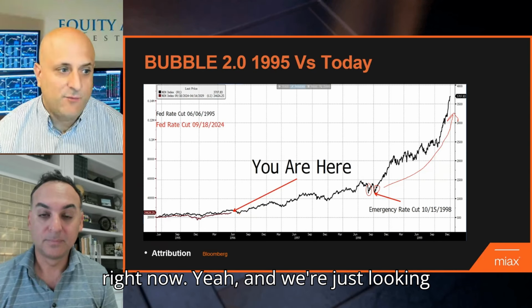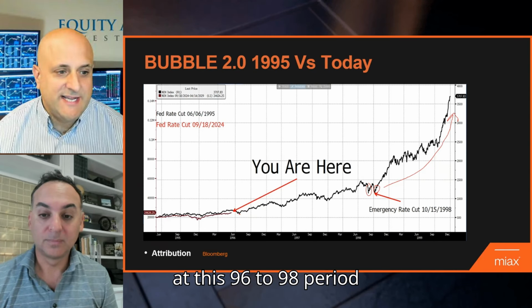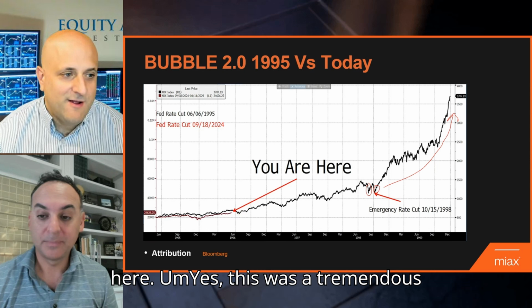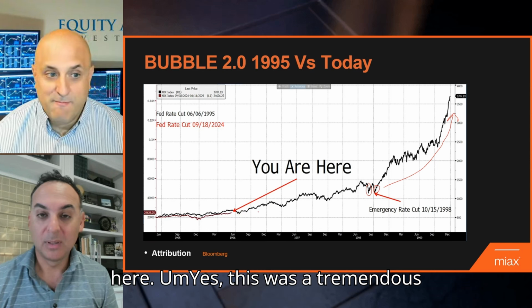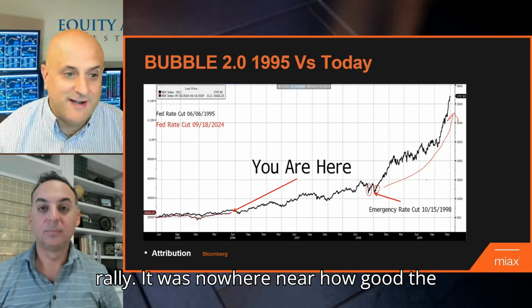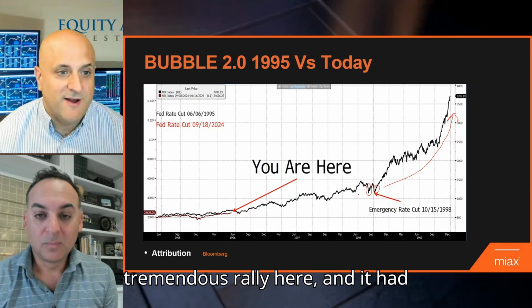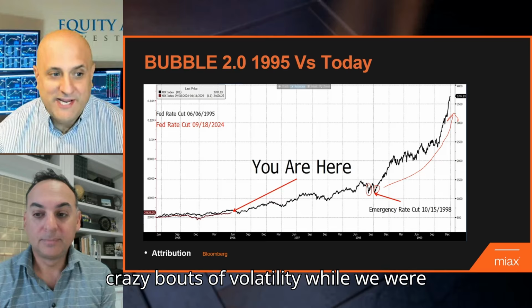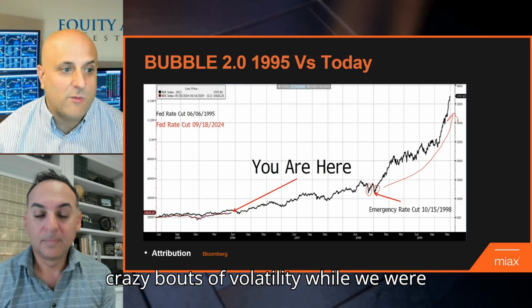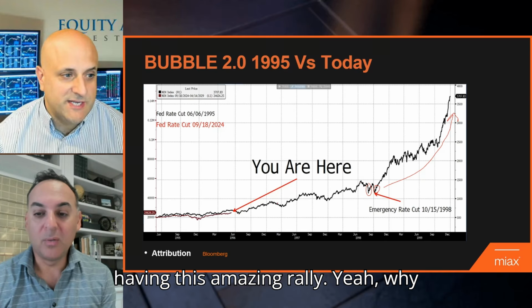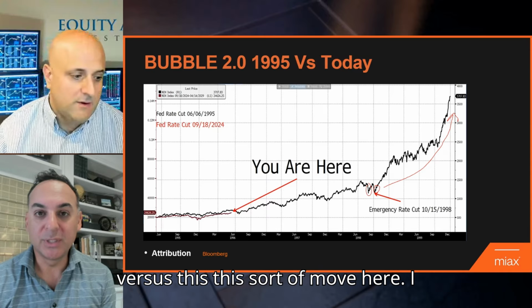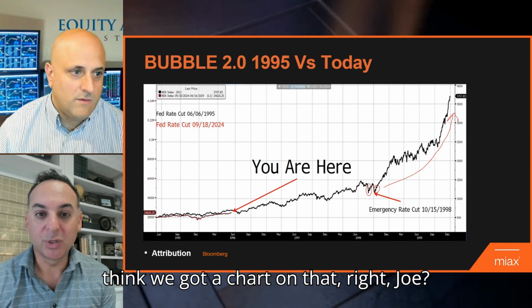Yeah, and if we're just looking at this '96 to '98 period, yes, this was a tremendous rally. It was nowhere near how good the rally was the last year, but it was a tremendous rally. And it had crazy bouts of volatility while we were having this amazing rally. Why don't you show how the VIX looks versus this sort of move? I think we got a chart on that, right, Joe?